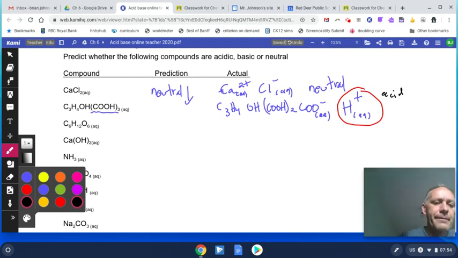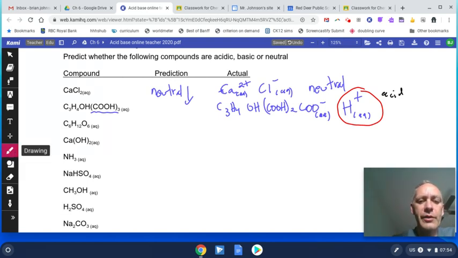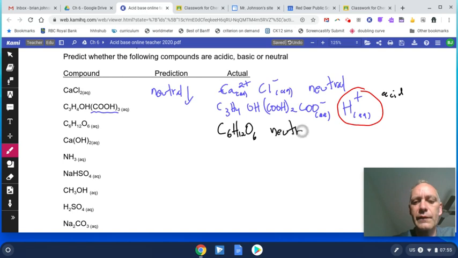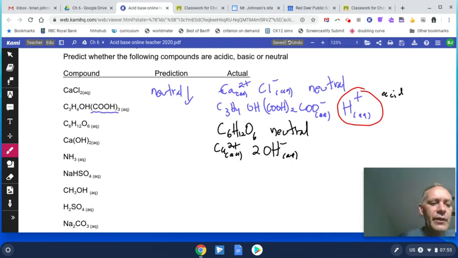C6H12O6, what do you think? Well, if you know that one, you know it is glucose. It is a molecular compound. It will just stay together as C6H12O6, and it is neutral. Okay, Ca(OH)2 is an ionic compound. It will dissociate into calcium 2 plus and 2 hydroxides. And hydroxides are basic.